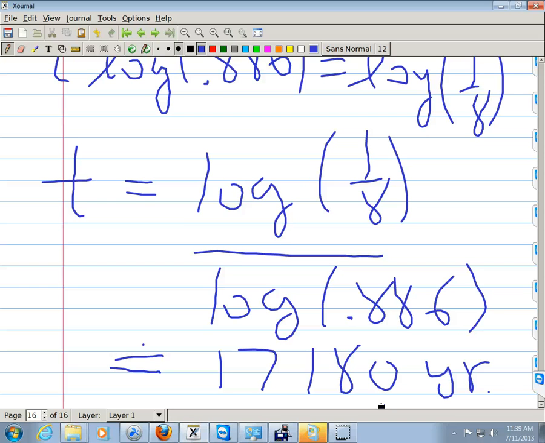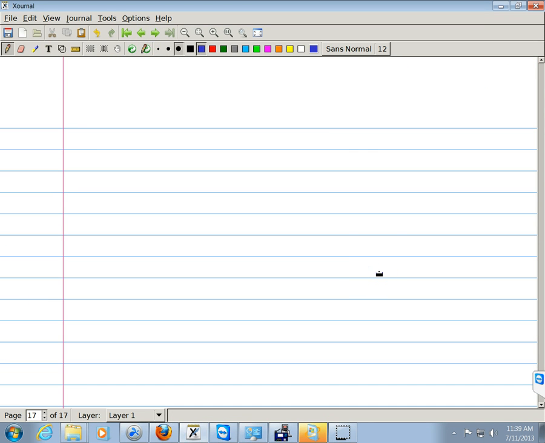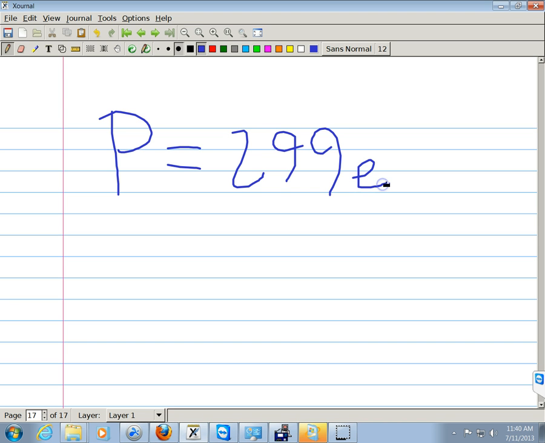Let's say the U.S. population is modeled by this function. We're just solving equations, really, is what we're doing. Let's say the U.S. population is modeled by P is 299 million people times e to the 0.009t, where t is years since 2006. The question is, can you tell me what year the population will be 350 million people?